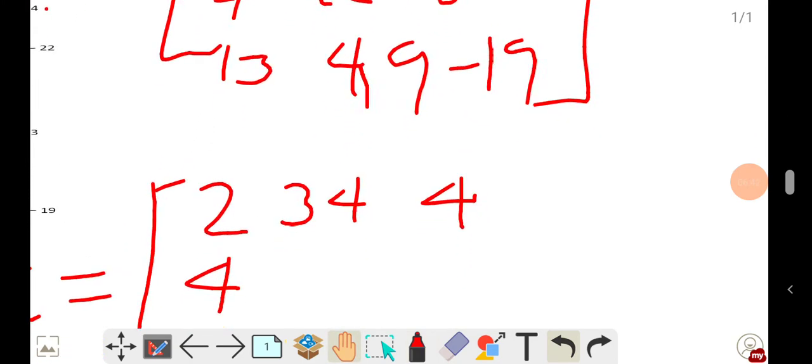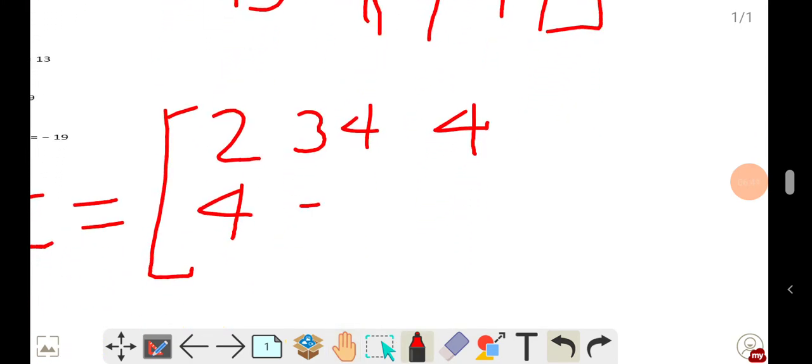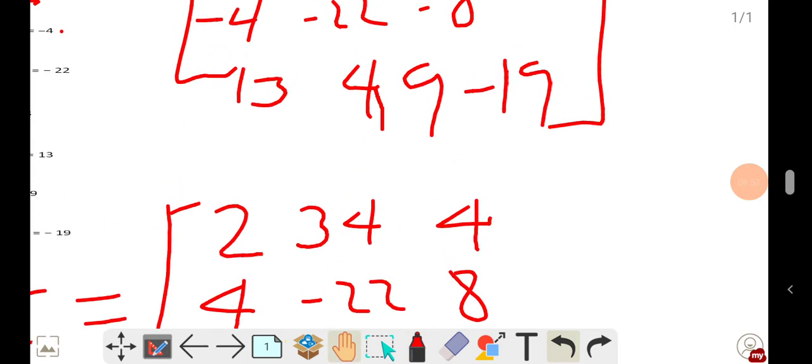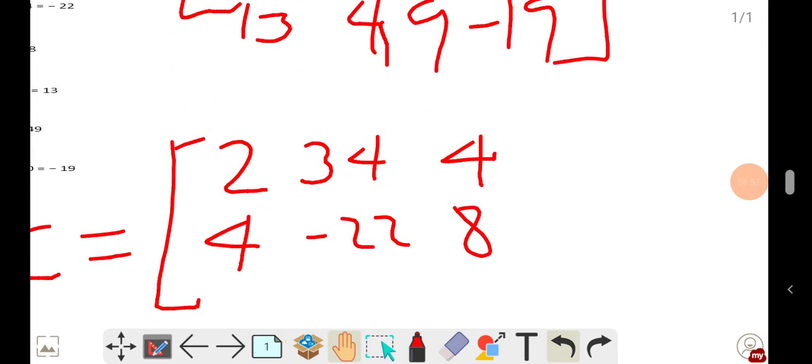And then negative 22 as it is will be taken. And negative 8 will be negated, which will be 8. And the last row: 13 will be as it is. And then negate the next number, 49. And then the next will be as it is, negative 19.